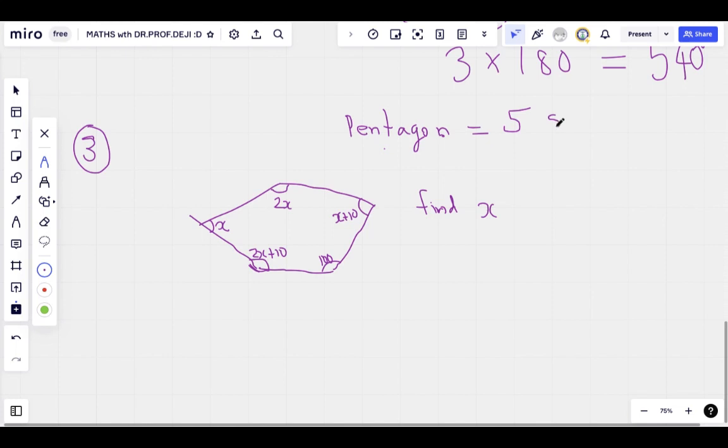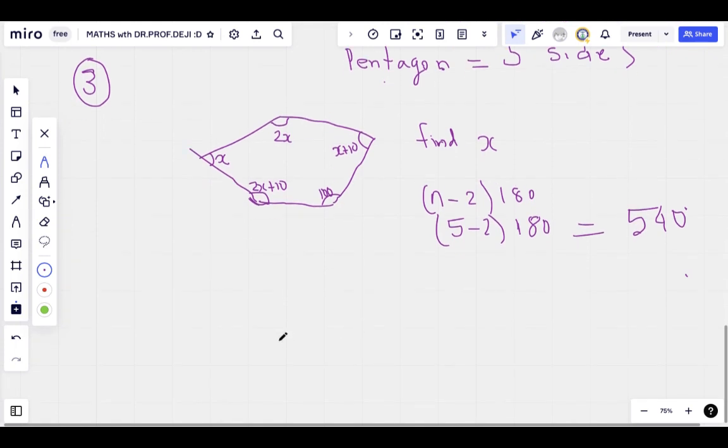For a 5-sided polygon, we use the sum of the interior angles of a polygon, which says that the number of sides minus 2, multiplied by 180. So if you say 5 minus 2, which I have illustrated before, 5 minus 2 is 3, times 180. That will give us 540. So we're going to add all these up and equate it to 540 degrees.